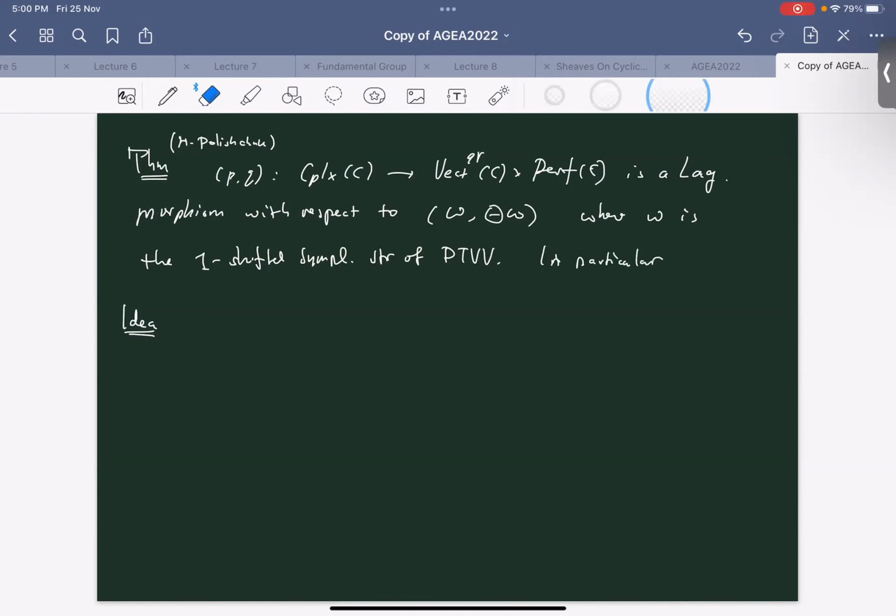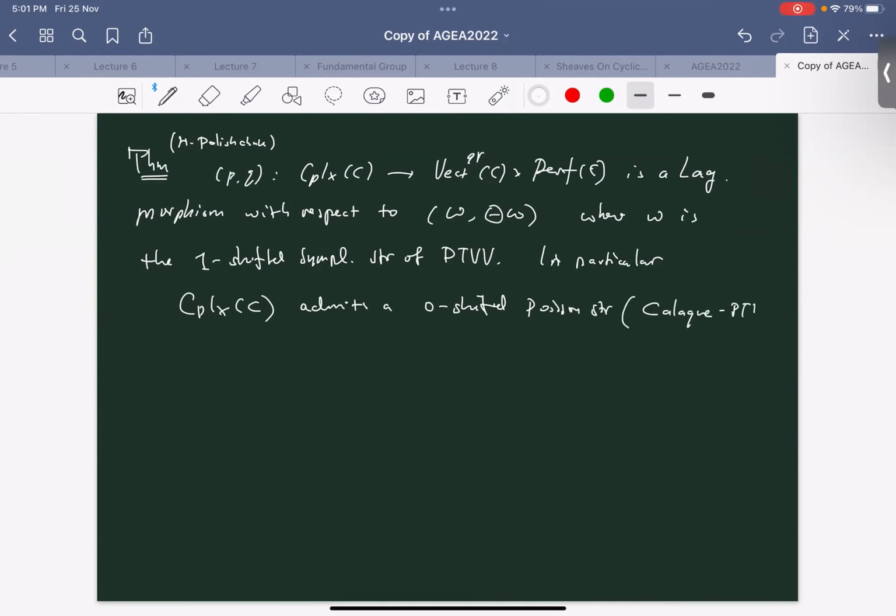So this theorem implies that after appropriate definition, this complex C as a stack admits a zero-shifted Poisson structure in the sense of Calaque. I don't want to define this term, since I don't really need to use it. What I really need is only the classical shadow. So again, I'm going to give you some idea: how do you use the PTVV shifted symplectic structure to produce a bivector?